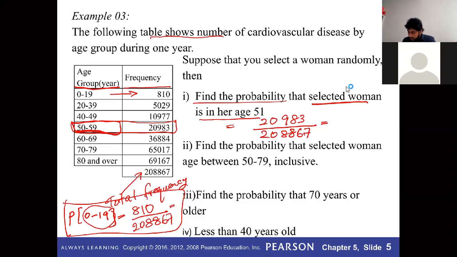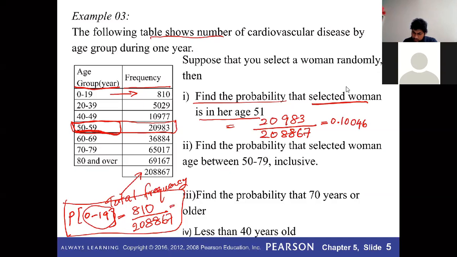So this is going to be 20,983 divided by 2,088,67. So this is going to be 0.10046. Okay, if you write it with 3 or 4 decimals, that's totally fine. So this probability value is 0.10046, right? Okay, let's do another one.